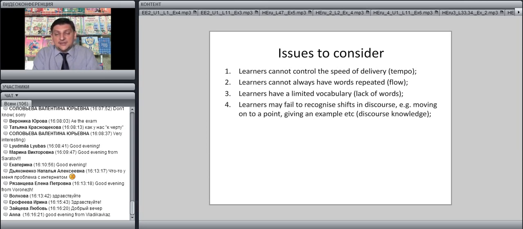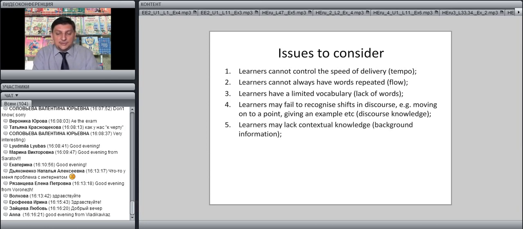Learners may fail to recognize shifts in discourse. For example, when the speaker moves on to a different point, when a speaker gives an example, or when a speaker asks you a rhetorical question and doesn't really expect you to answer. So lack of discourse knowledge can also present problems.